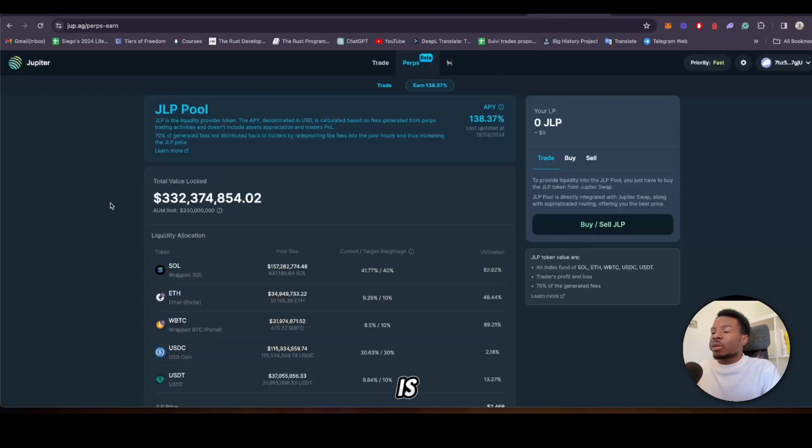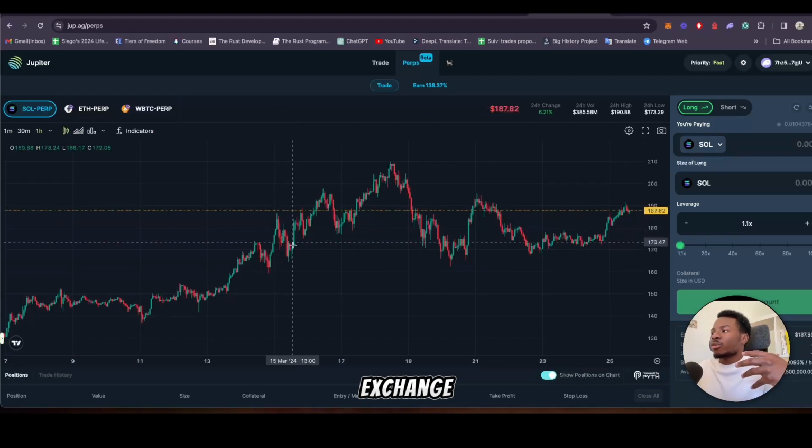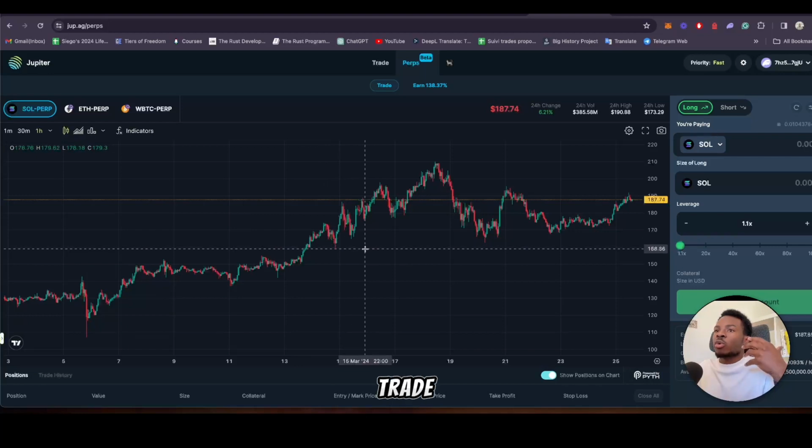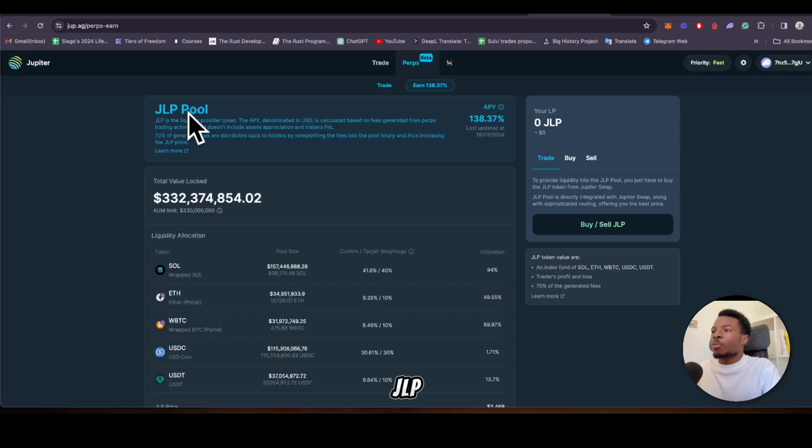Yeah, guys, the next one is the GLP pool from Jupiter. For those of you who don't know, Jupiter is an aggregator on Solana, but it also has a perpetual futures exchange, and it basically allows traders to trade on leverage. They currently also have this GLP pool program where you can earn about 138% if you supply liquidity to the GLP pool. Basically, you're giving liquidity to traders to trade.